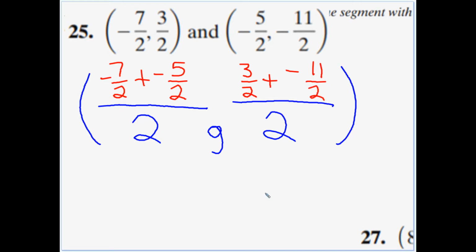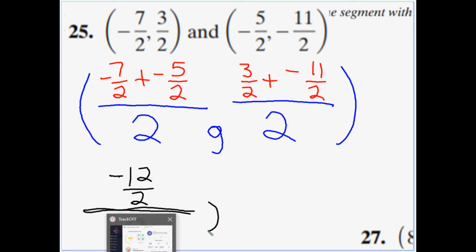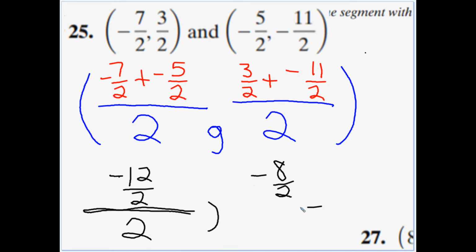Now this looks scary, but watch how this problem develops very nicely. Here we have our numerators -7 and -5. That will be a -12/2. And that's still over the big blue 2, comma. Here we have 3 minus 11, that is -8. Still over 2, and then we have our big blue denominator 2.